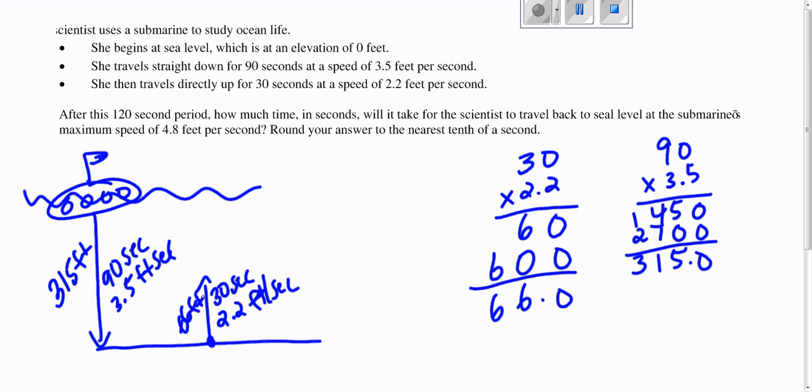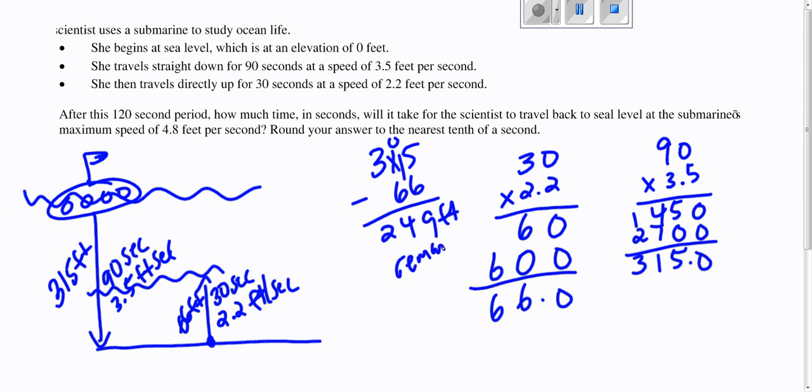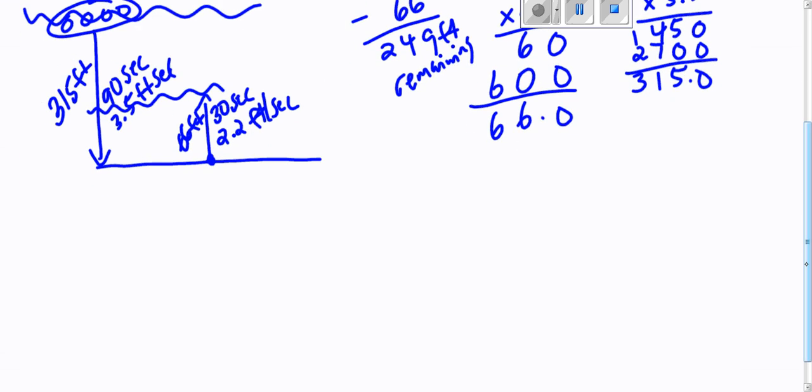So obviously she didn't make it to the surface. So she's somewhere around here now. And how much does she have left to go? 315 minus 66 is 249 feet remaining to the surface. And if she travels at her maximum speed of 4.8 feet per second, how long will it take? So you need to do 249 divided by 4.8.